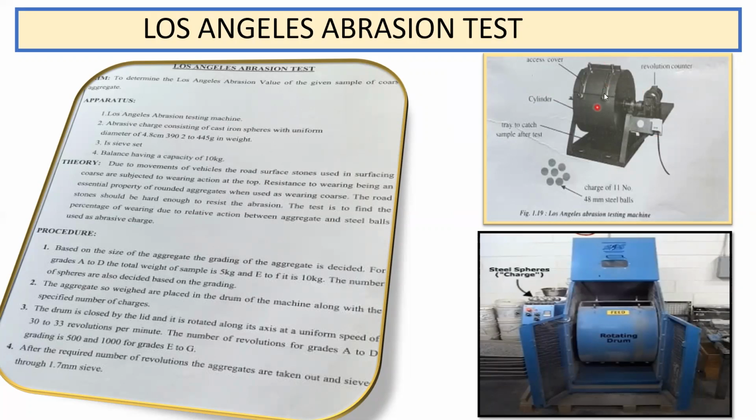Hence this test is called the Los Angeles abrasion test. Coming to the procedure, we need to take around 5 or 10 kg of aggregate based on the sample that we are going to take. Then the number of spheres is also decided based on the grading.